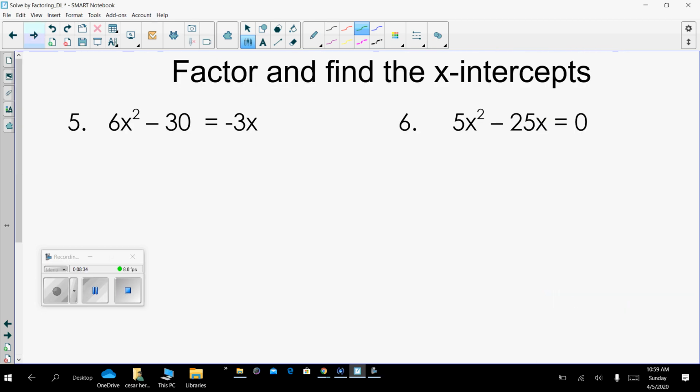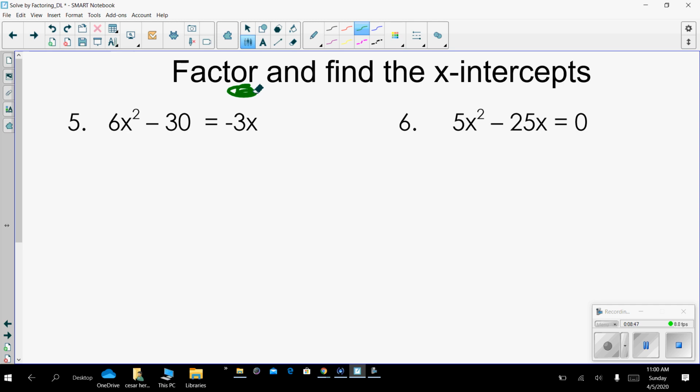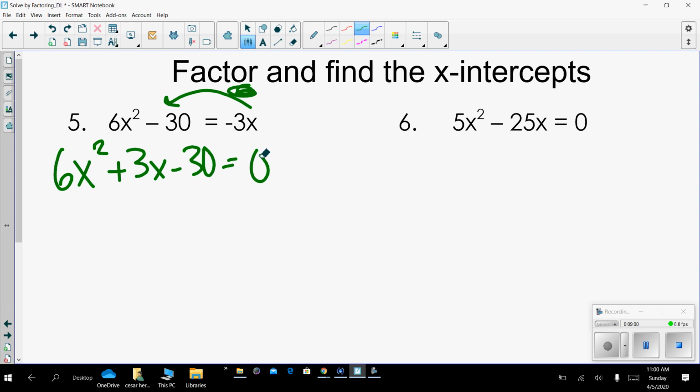Okay. Here we go. We're going to go to this one. So we have 6x squared minus 30x is equal to 3x. Again, this has to be 0, right? So in order for it to be 0, we have to move this over. So we have 6x squared, and if I jump it over, this is plus 3x minus 30 is equal to 0. And I put it in order, x squared, x, and no x. That way I can factor.